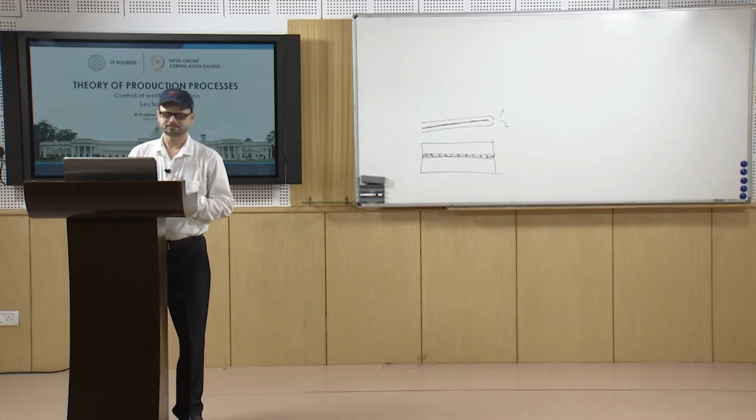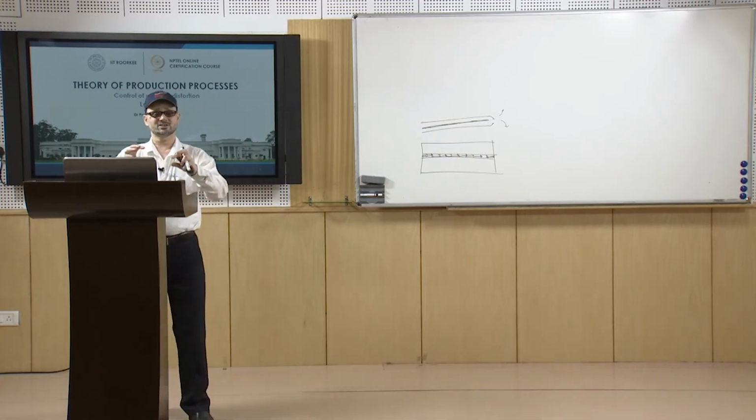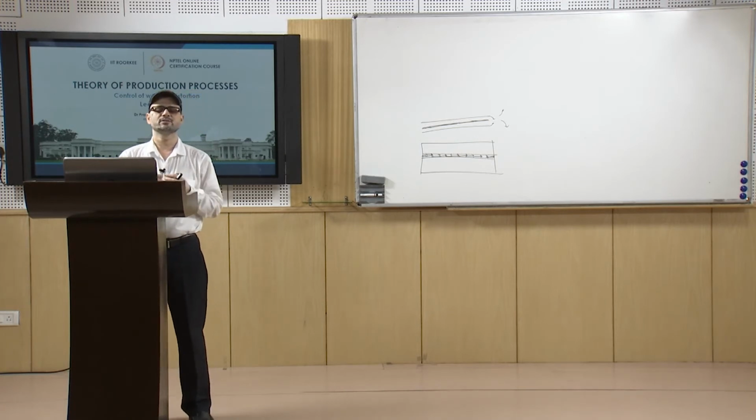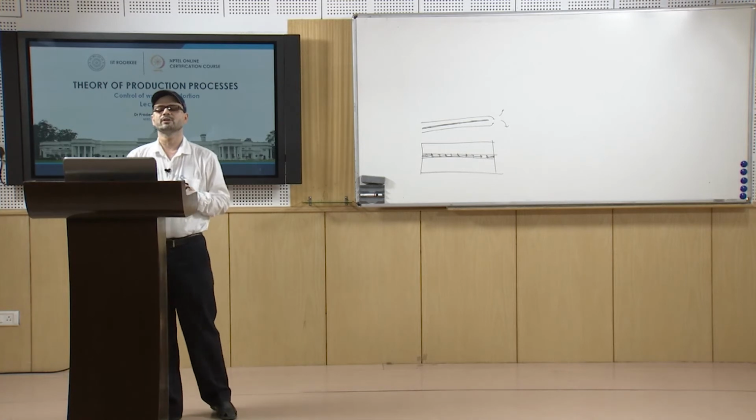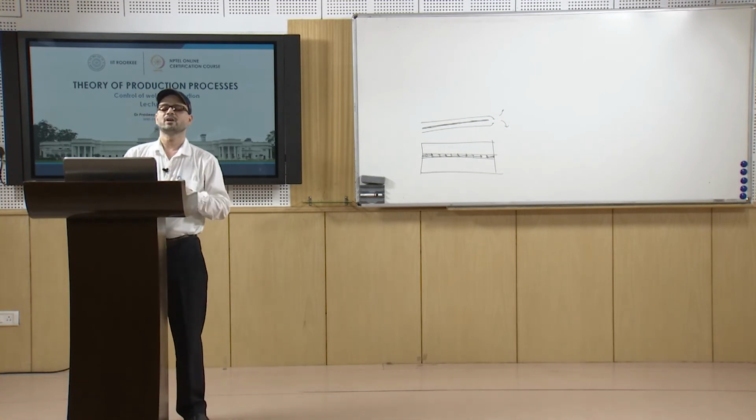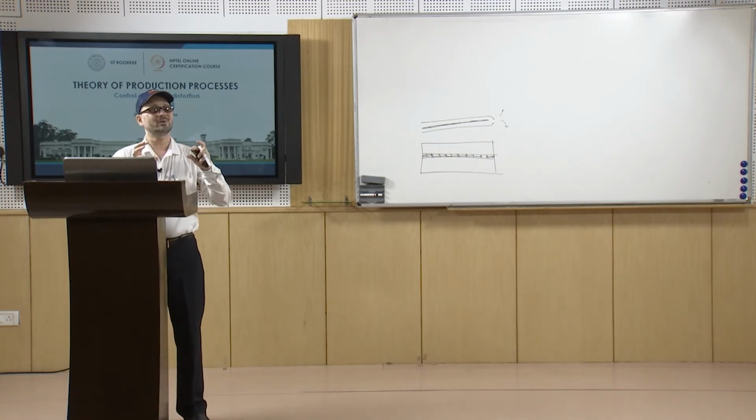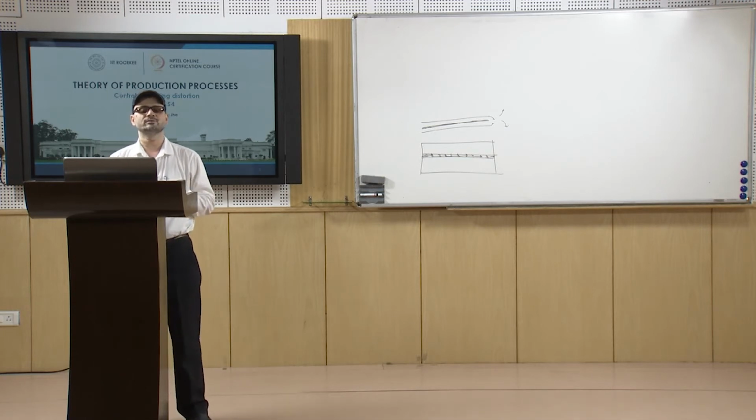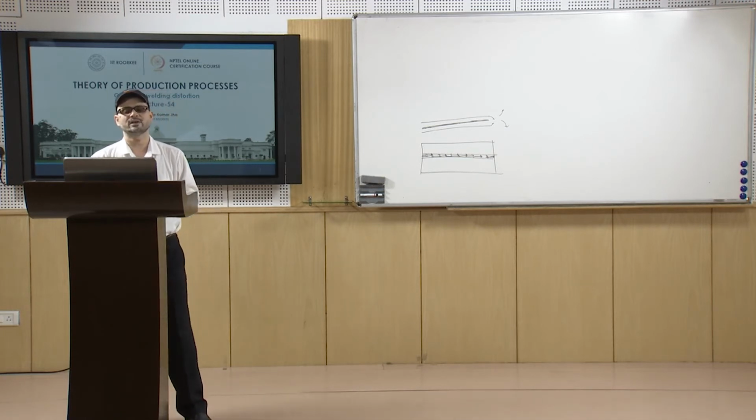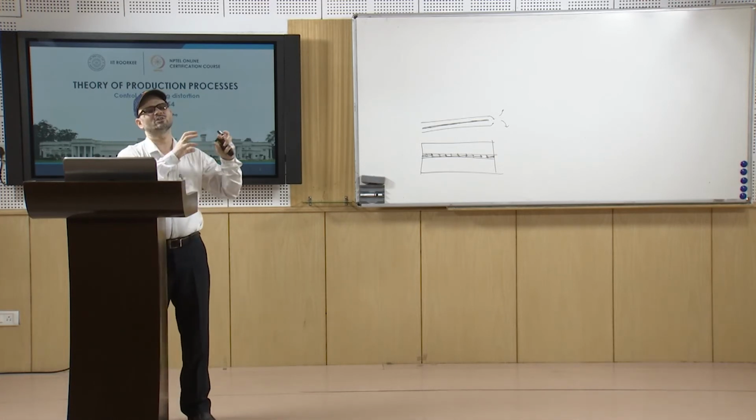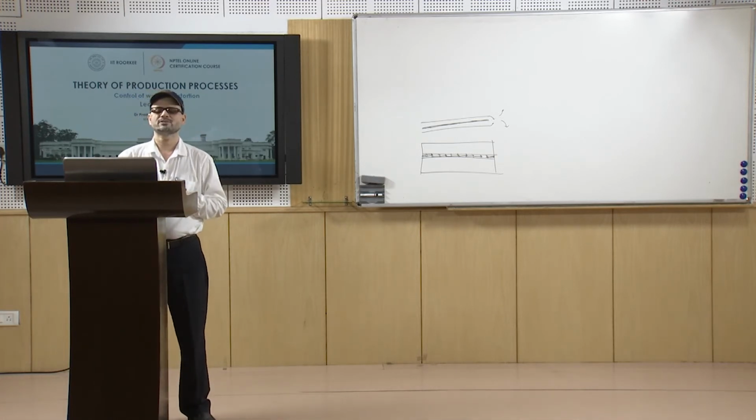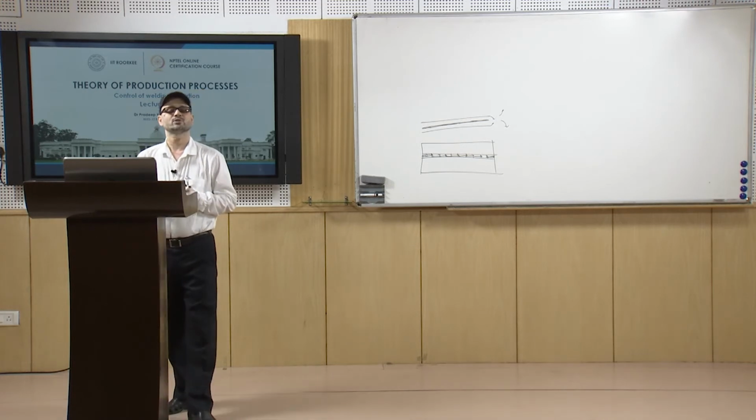Basically this is one of the very important process parameters which is used for diminishing the transverse as well as longitudinal shrinkage of the weld joint as a whole, and it is widely used in the manufacturing of large structures like ships or tanks.